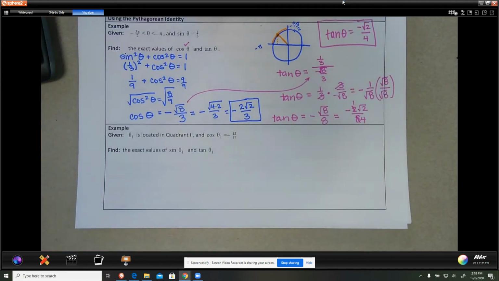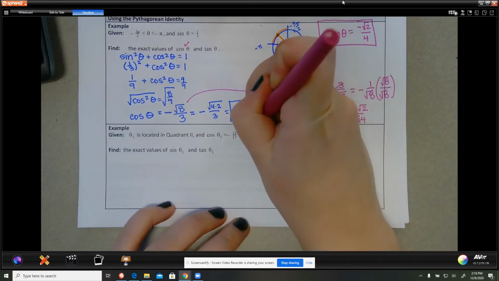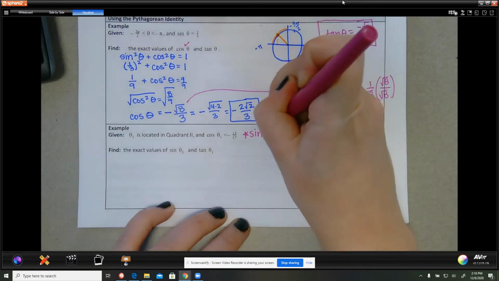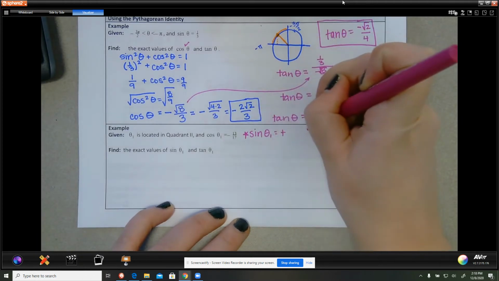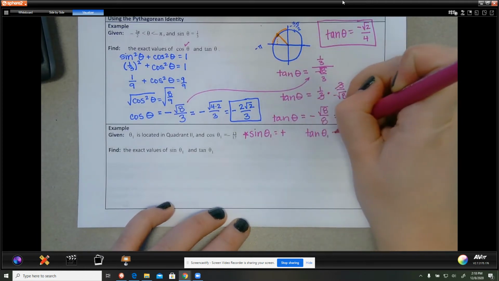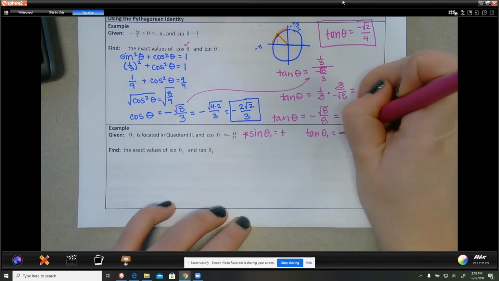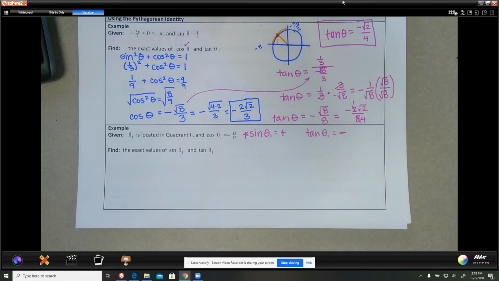Okay, so given that theta sub 1, so just some angle, is located in quadrant 2, and cosine of theta sub 1 is equal to negative 13 over 17, find sine theta sub 1 and tangent of theta sub 1. So same idea, we're in quadrant 2. This means that, I'm just going to put a little note, sine is positive and tangent's negative. Okay, negative something.